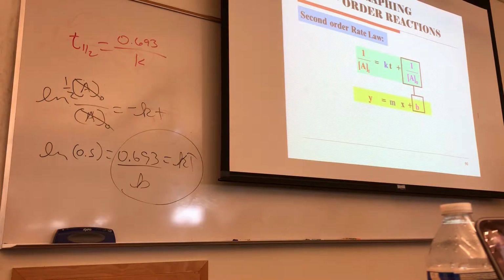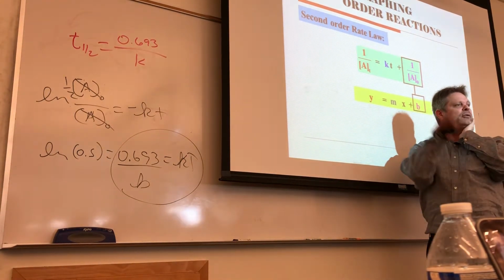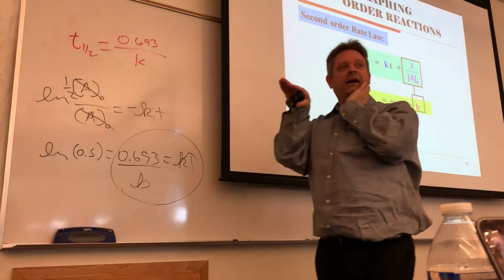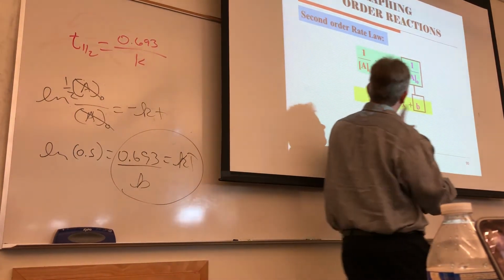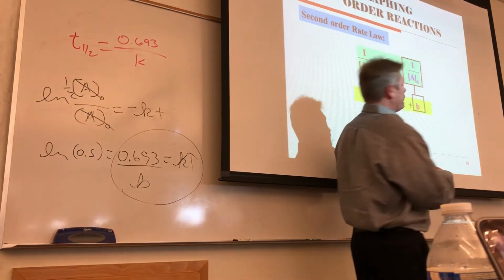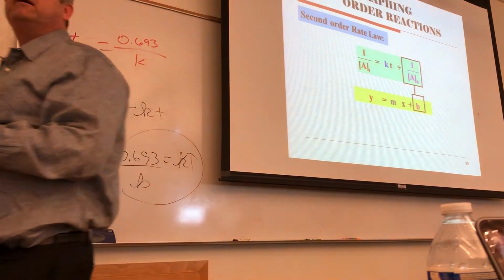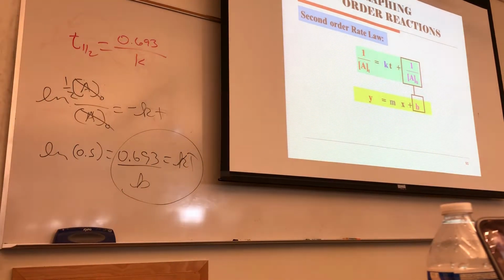So what's different here? It's positive. So the slope is now going to be positive. It's going to be a straight line with t as my x again. But now it's 1 over the concentration of the reactant, as opposed to the natural log of the concentration of the reactant.